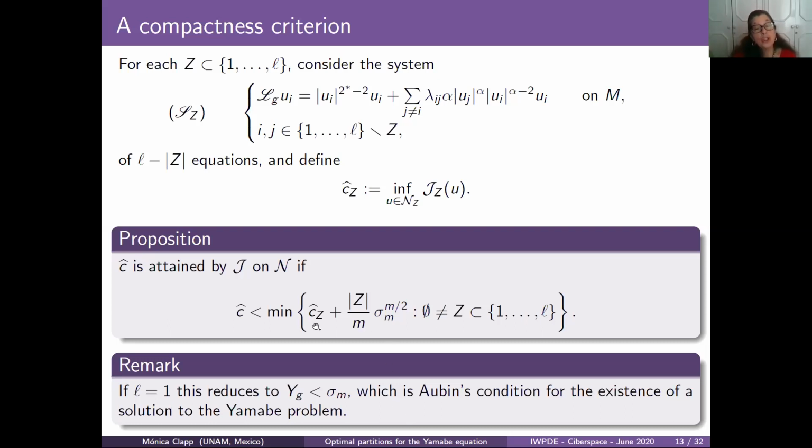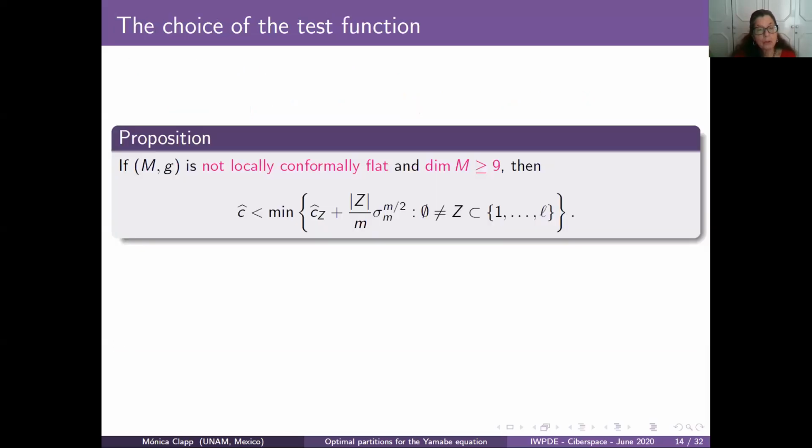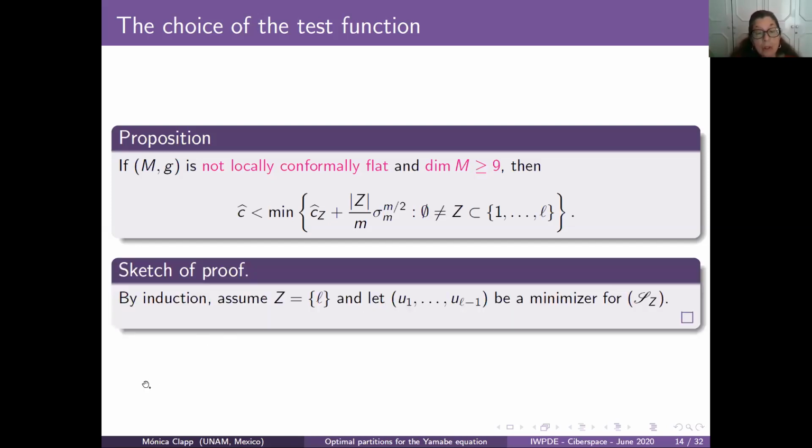And now we want to check whether this strict inequality is true. So for that, we need a test function. This test function works well under these assumptions that M is not locally conformally flat and has dimension larger than or equal to 9. So what is the test function? Well, we construct it inductively.